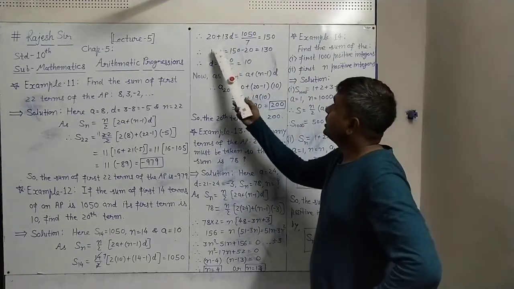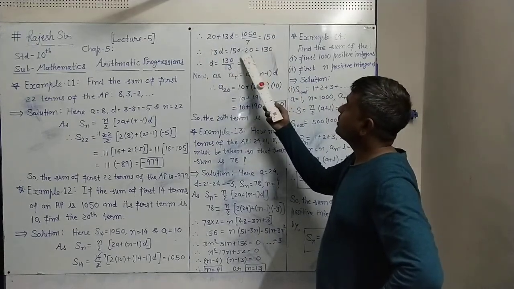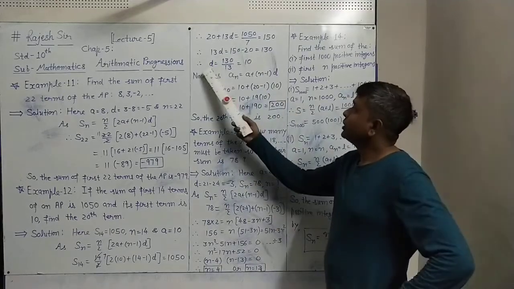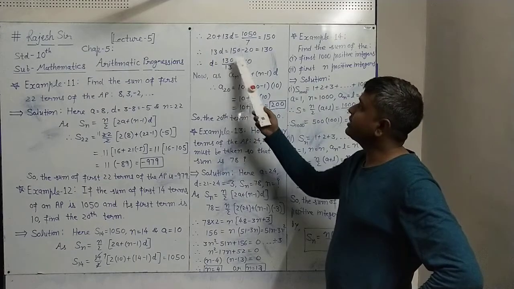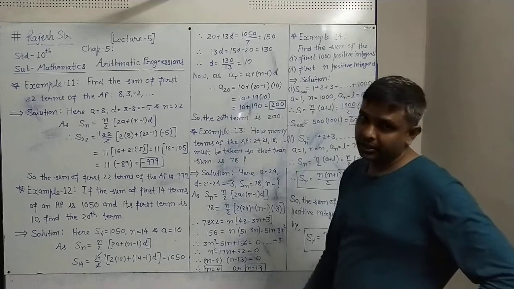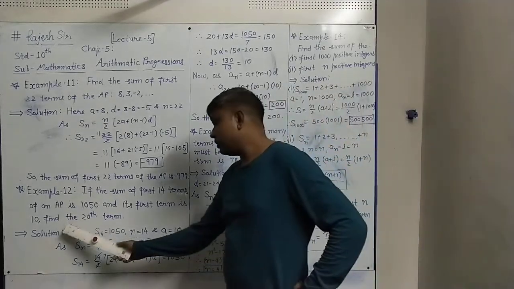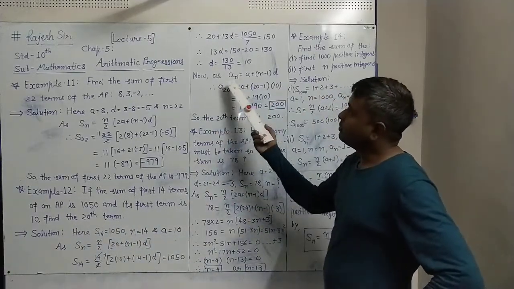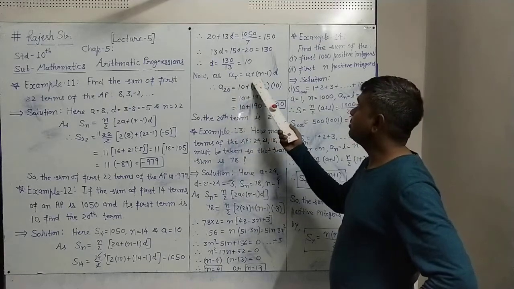So here you have 13d equals 150, and plus 20 you take to the other side, where it becomes minus 20. 150 minus 20 is 130. So d equals 130 upon 13, 13 tens are 130, so d equals 10. You get it this way. Now our aim is to find the 20th term. To get the 20th term, the nth term formula as we know is an equals a plus n minus 1 into d.